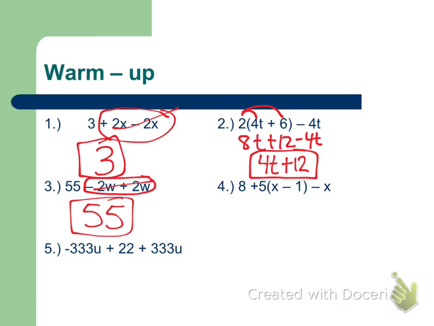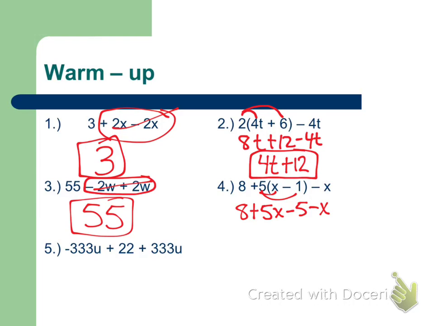Jaquan, what do I need to do on number 4? Very good. 8 plus 5 minus 1 minus x, and then you get 7 plus 4x. Okay, let's back up just a minute. 8 plus 5x, right? And then minus what? Minus 5 minus x. Very good.